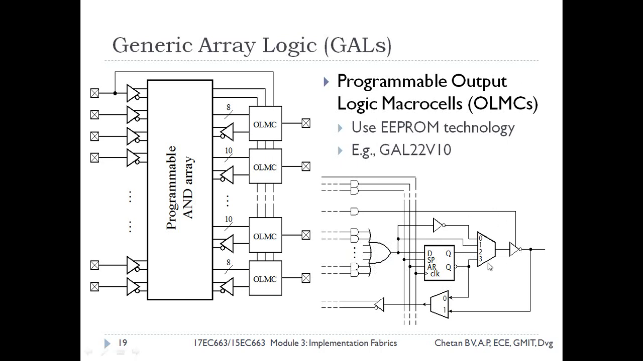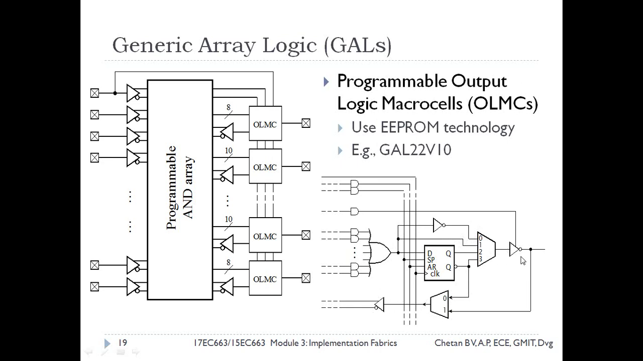That is the function of this output multiplexer. The input multiplexer is used to provide feedback. Here we can provide registered feedback, or else we can provide combinational feedback. Again, with the association of this output multiplexer and the tri-state driver, we can provide the combinational feedback. Combinational feedback means the output of this OR gate can be directly fed back to the AND array through this multiplexer and this input buffer.